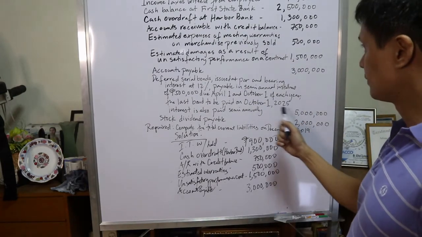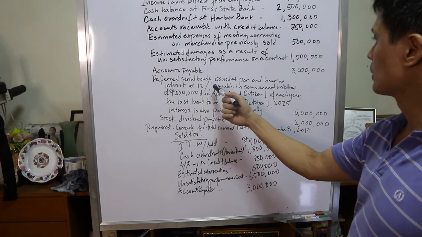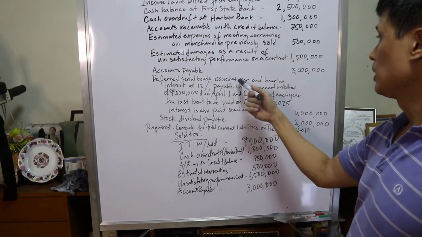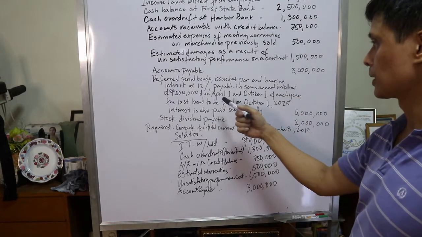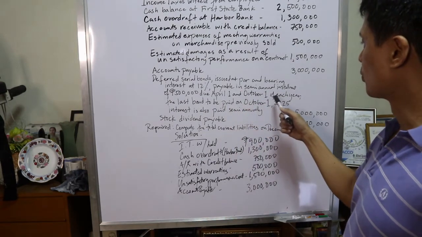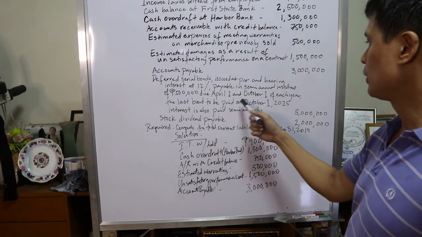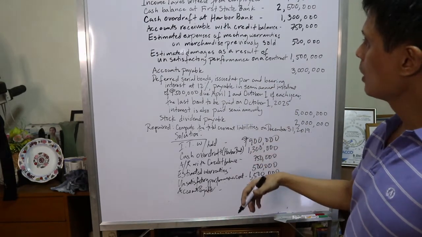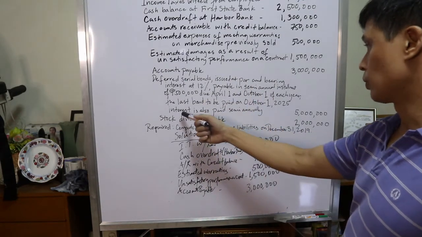And then, the next one is deferred serial bonds issued at par. Okay, so this could be a long-term bond or long-term payable or non-current payable. And bearing interest at 12%, payable in semi-annual installments of 500,000 due April 1 and October 1 of each year. The last bond to be paid is on October 1, 2025. So that's long term, no? So over 5 years from now.